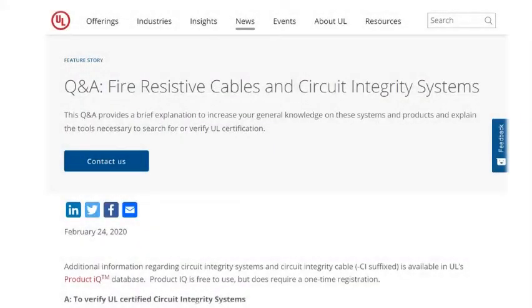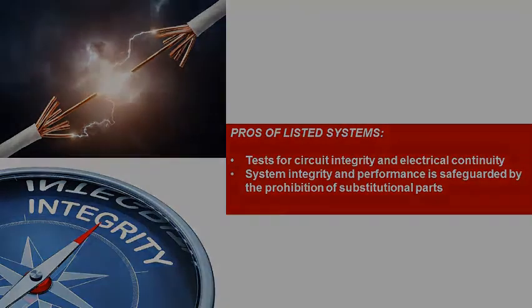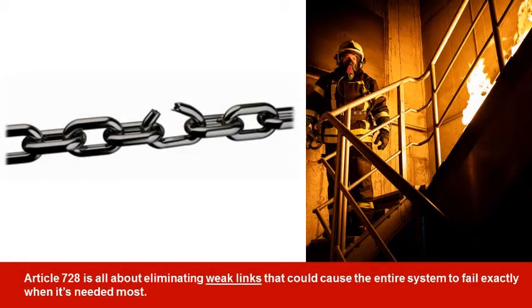The UL website provides information for each listed fire-resistive cable system regarding the proper installation requirements to maintain its fire rating. UL's insistence on a complete system listing ensures that no substitutions of parts of a system can be made that would compromise the integrity and performance of the system in its entirety. If it's not specifically called out, it's not allowed. Article 728 is all about eliminating weak links that could cause the entire system to fail exactly when it's needed most. All listed systems have important details that must be followed exactly for the system to perform properly.